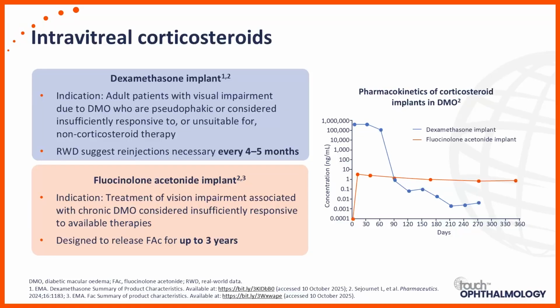We have two intravitreal steroids. You can use the DEX implant, 6 mm in length, or the FAC implant, the fluocinolone implant, 3.5 mm in length. And you can see that the indication is completely different. DEX could be indicated in first line for patients that are unsuitable for non-steroid therapy, or pseudophakic, or who are considered insufficiently responsive to anti-VEGF, second line. And for FAC in Europe, different from the US, it's considered for patients with chronic DME, considered insufficiently responsive to available therapies. So second line or third line.